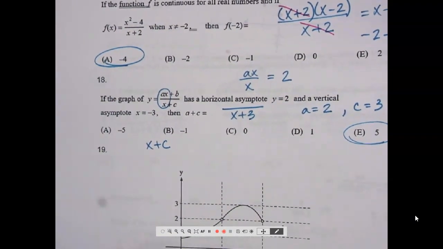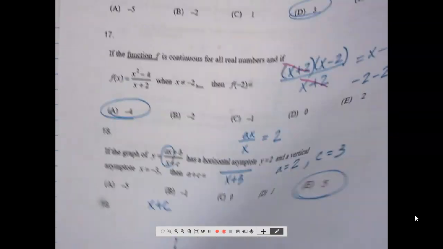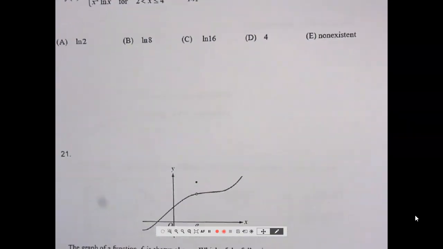All right, anybody for 19? Are we good there? Okay, 20 or 21?